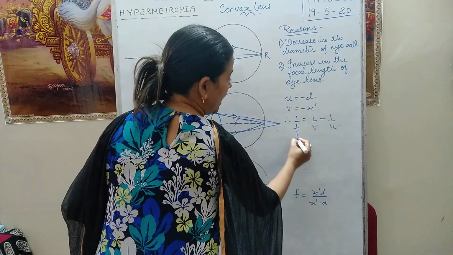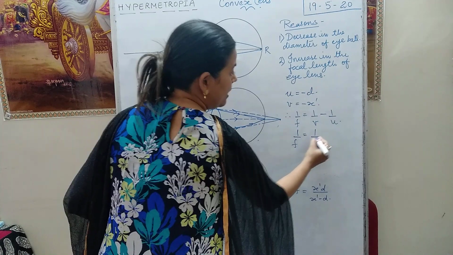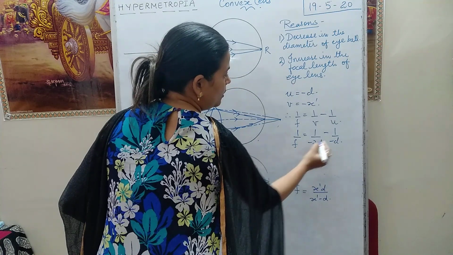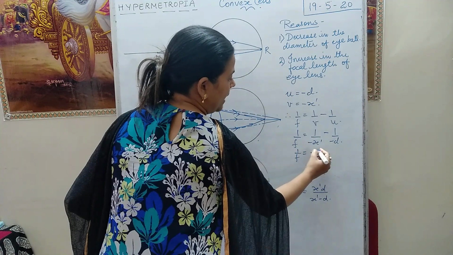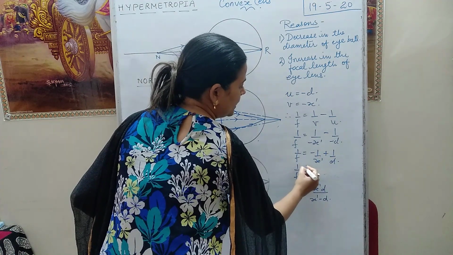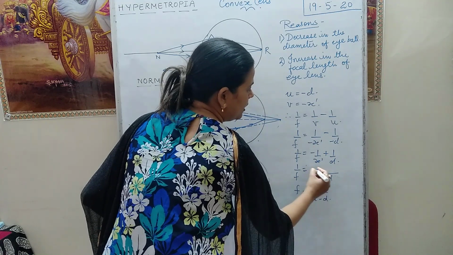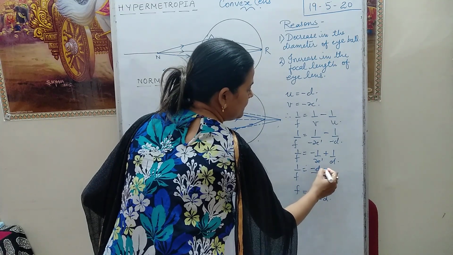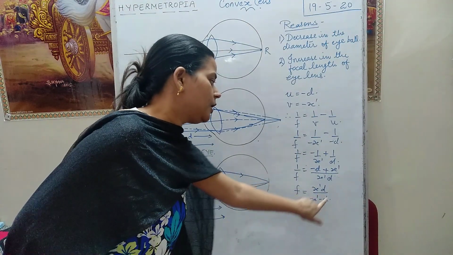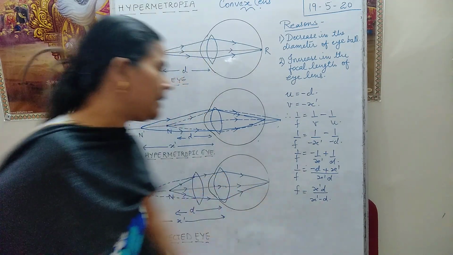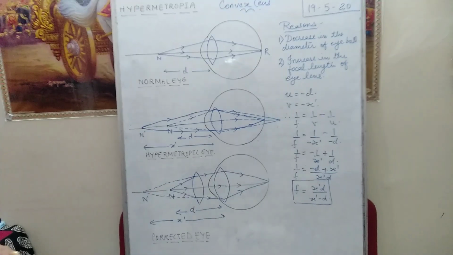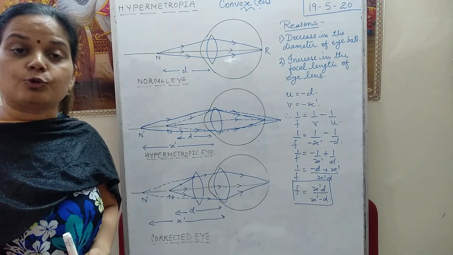And if we put the values, then what will we get? 1 upon minus X dash minus 1 upon minus D. So 1 upon f is equal to minus 1 upon X dash plus 1 upon D, or 1 upon f is equal to (X dash minus D) upon X dash D, or f is equal to X dash D upon X dash minus D. So this is how we can calculate the focal length of the lens that is required to correct the hypermetropic eye.